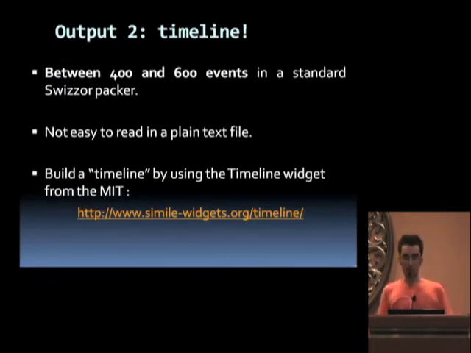So to make it easier, we build what we call a timeline, by using a widget made by the MIT, which is called Timeline. Basically, this widget is used to display a historical timeline of events. And we just built a translator between our events file and the JavaScript code that is using the Timeline API to display the timeline. So I'm going to show you a video.